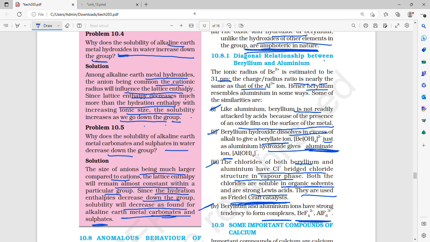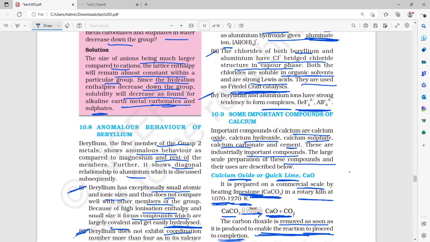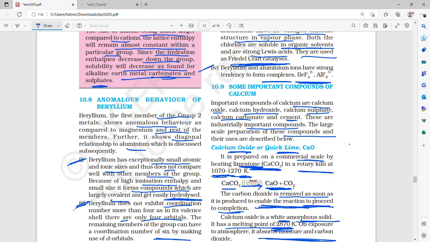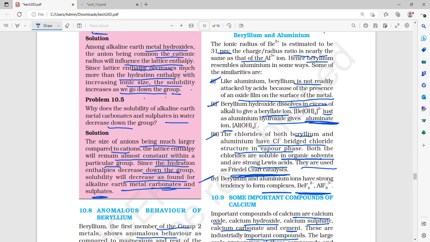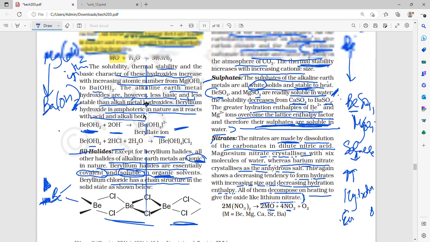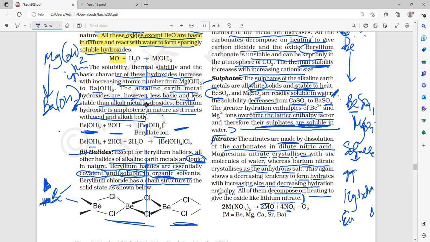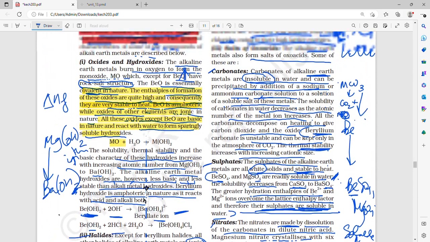Why does the solubility of metal carbonates and sulfates in water decrease as we go down the group? This is because the size of anions being much larger than that of cations, lattice enthalpy remains almost constant within a particular group and hydration enthalpy decreases down the group, therefore solubility in water also decreases down the group for alkaline earth metal carbonates and the sulfates. So water solubility for carbonate and sulfate decreases as we go down the group, but for hydroxides it increases.